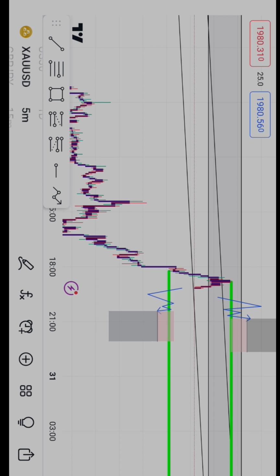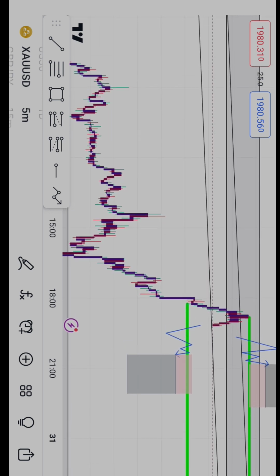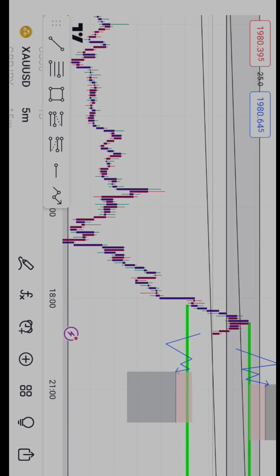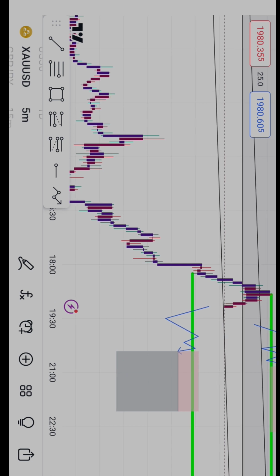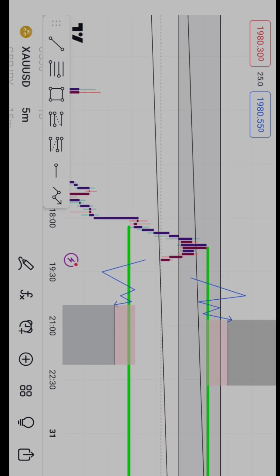So these are my scenarios. This is what I'm looking for. If price does not do this, I will not enter. So guys, this is my setup for gold. This is what I'm looking for on gold.